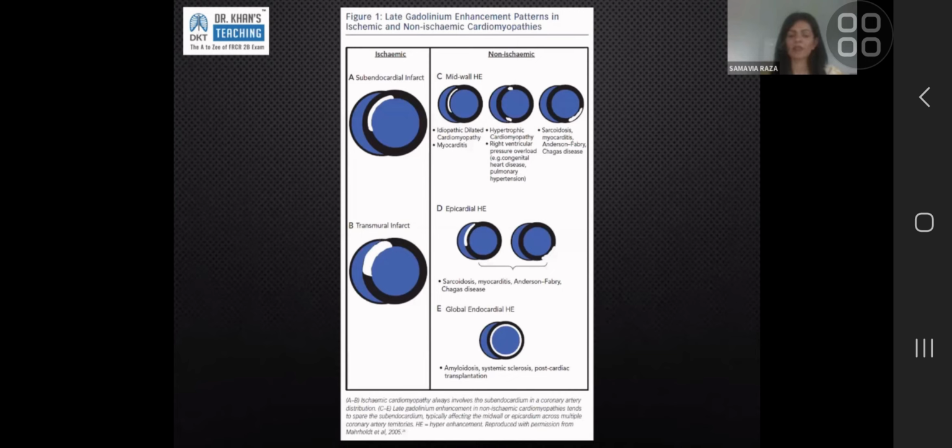Sarcoidosis, amyloidosis are some very specific diagnoses. Sarcoidosis can present with mid-wall enhancement. It is easier to pick when the surrounding lung is also abnormal. Sarcoidosis is a multi-system disease, so you can get sarcoidosis below the diaphragm. You can have prominent lymphadenopathy.